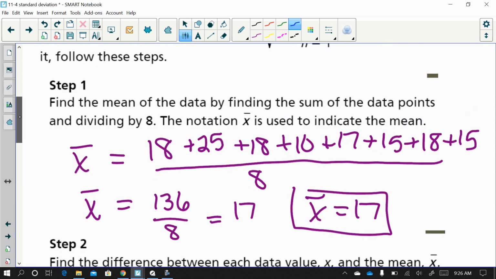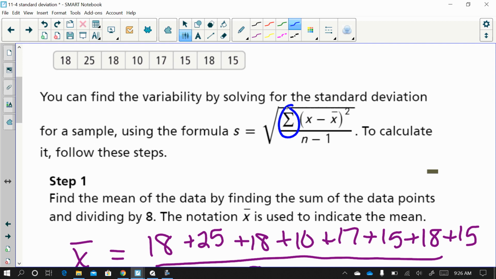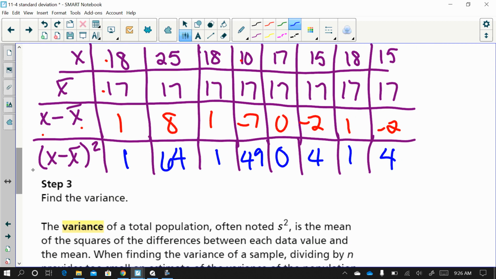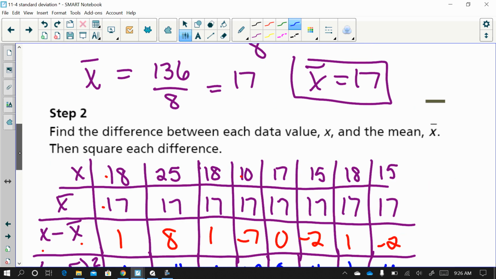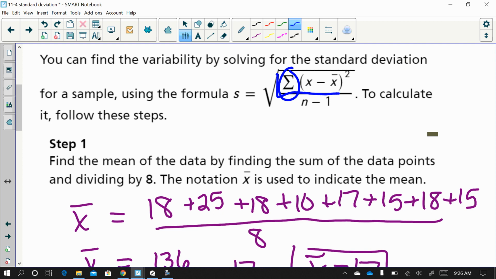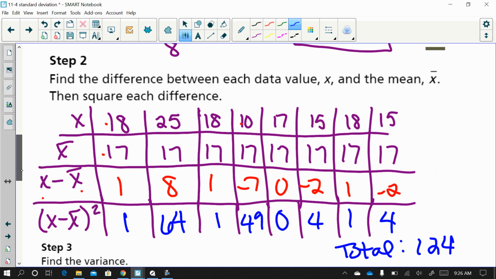Now, we need to sum them up. Okay, that's what sigma means. So I just want to add up the column here and get my total. Okay, the total of the blue. I'm going to use my calculator because there's some big numbers there. So 1 plus 64 plus 1 plus 49 plus 0 plus 4 plus 1 plus 4. Yeah, 124. So what we just found there in blue is this part of my formula. Okay, so that's step 2.